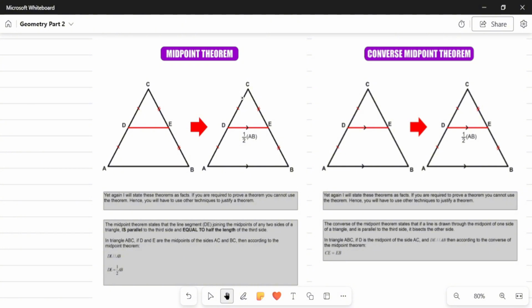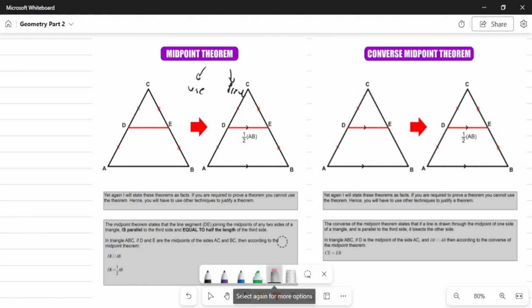And the reason that is so critical is because you need to know when to use these things. Don't mindlessly just learn these things. Right, yet again, I will state these theorems as facts. If you're required to prove a theorem, you cannot use a theorem. Again, I've talked about it. With theorems, you could either be required to use it, or you could be required to prove it. If you're required to prove it, you need to use formal proof or formal techniques to prove it. But for now, I'm going to state it as a matter of fact.